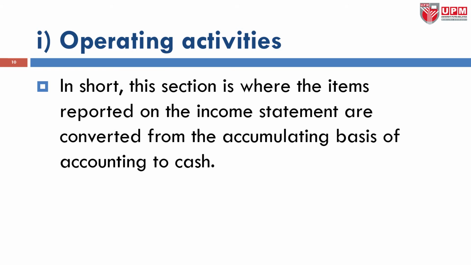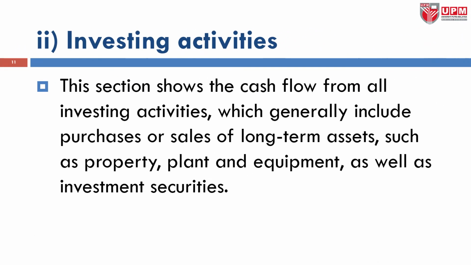In short, this section on operating activities is where the items reported on the income statement are converted from the accumulating basis of accounting to cash. The second element is the investing activities. So this section shows the cash flow from all investing activities, which generally include purchases or sales of long-term assets, such as property, plant, and equipment, as well as investment securities.